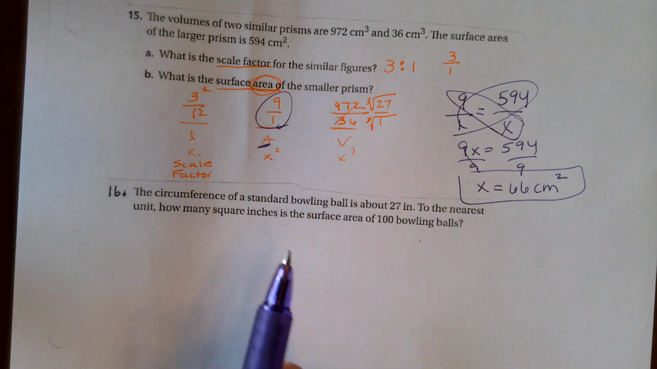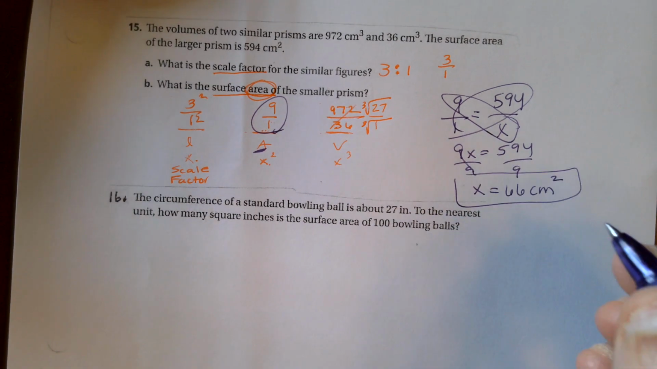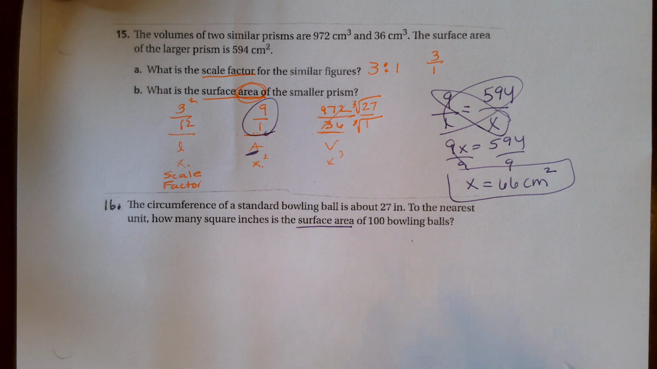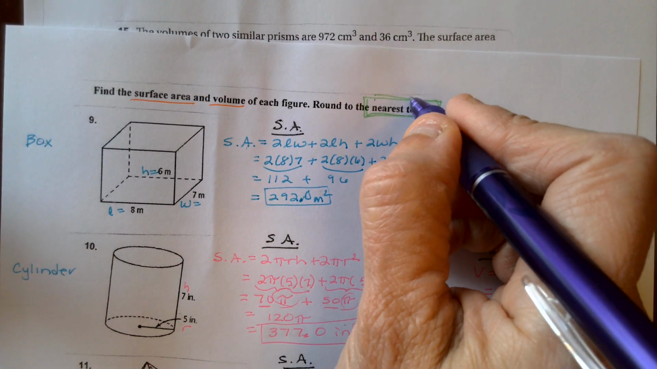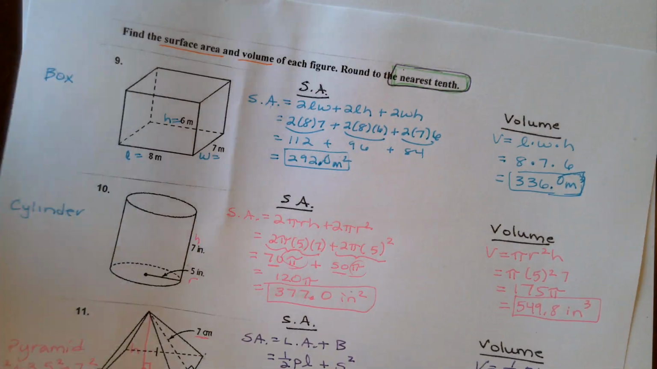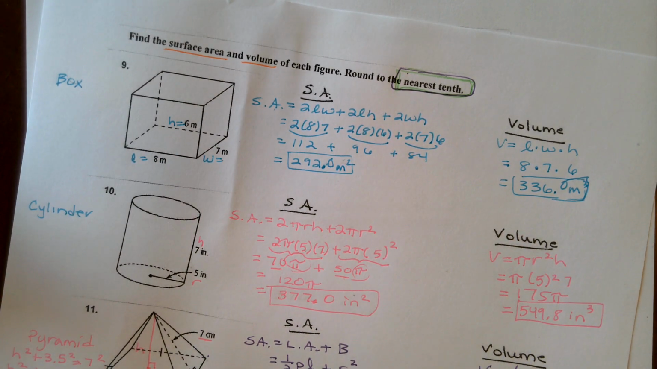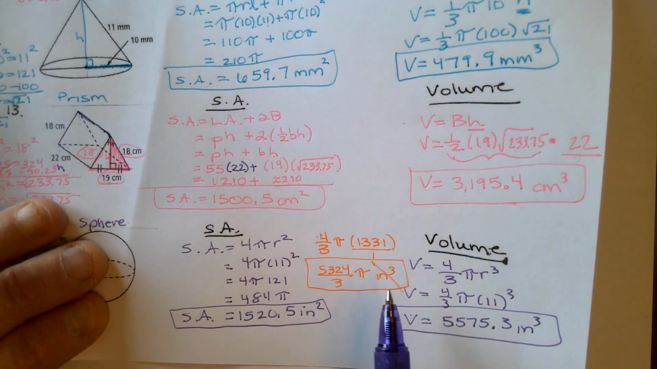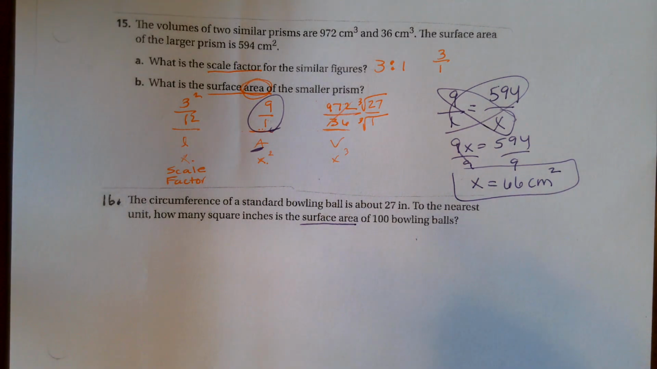Okay, circumference of a standard bowling ball is 27 inches. To the nearest unit, how many square inches is the surface area of the bowling ball? Hang on a second. You know what I just realized? Not to totally distract, but I forgot, and I'm going to do it while I think of it, to check to make sure I did everything to the nearest tenth here. So I'm just going to go through and make sure it's all point something. Okay. All right, we're good. Just remember that. I forgot to do that.